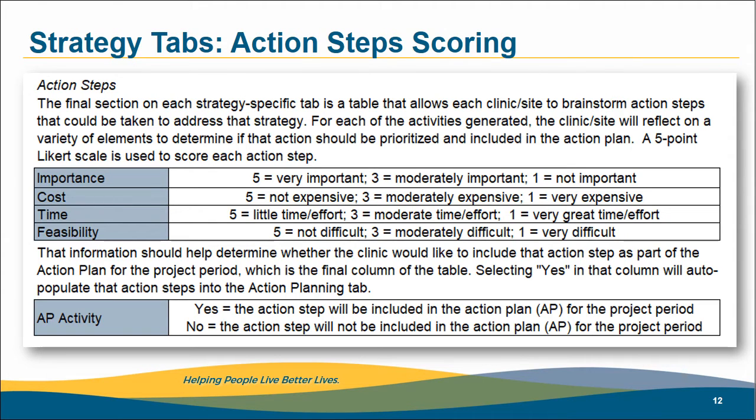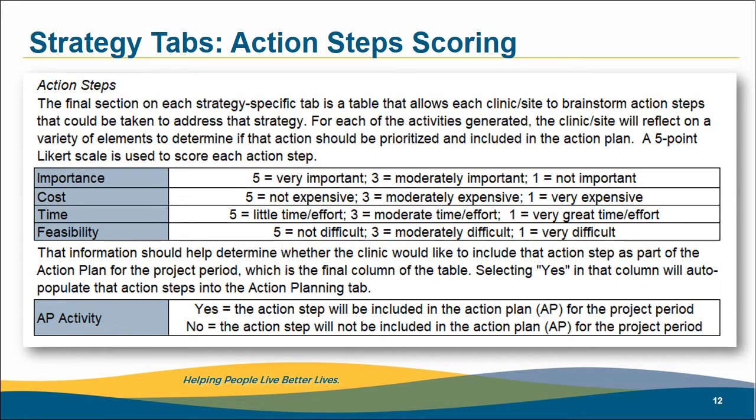Outlined on this slide and also included on the Instructions tab of your Scan and Plan tool is the scoring criteria that our program developed for the Action Steps table. As we mentioned, your organization will brainstorm a series of action steps, and we're encouraging you to think through 4 different elements. The first of which is importance.